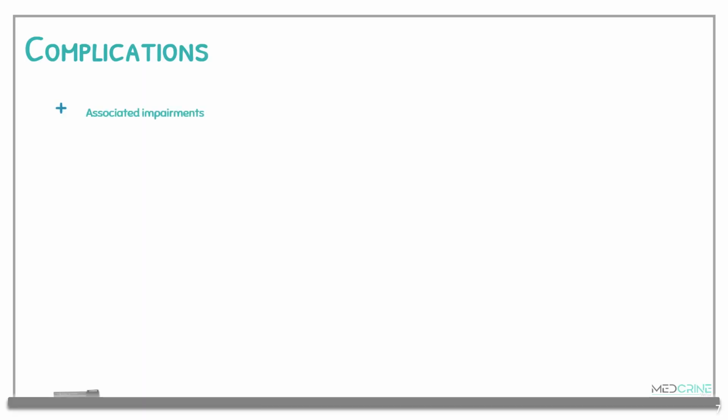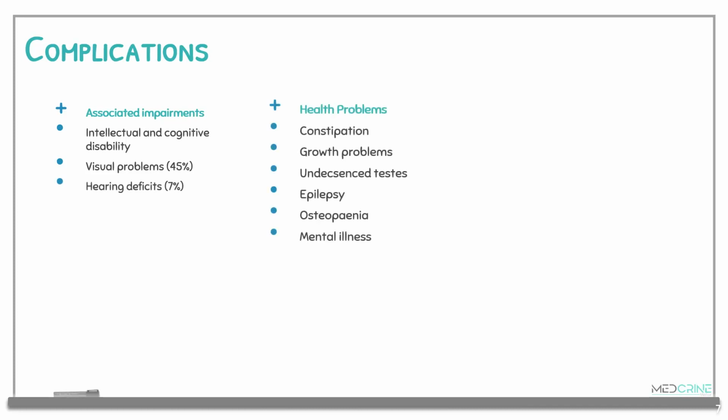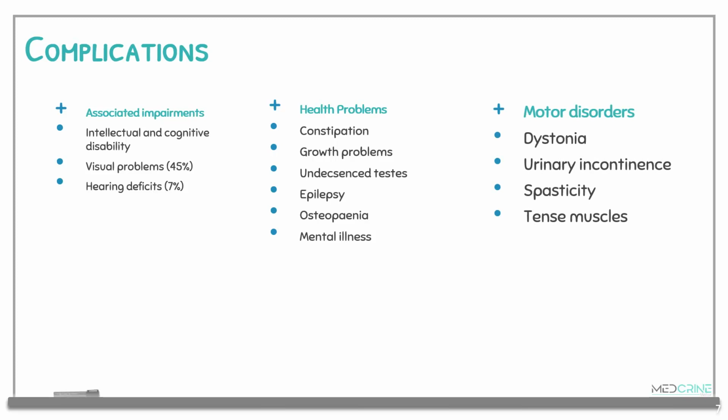The complications that can be associated with cerebral palsy are intellectual and cognitive disabilities, visual problems in about 45% of the cases, hearing deficits, and some health problems, for example, constipation and growth problems, epileptic features, osteopenia, mental illnesses, and undescended testicles, which are common in these children. Motor disorders associated with cerebral palsy include dystonia, spasticity of the muscles, tense muscles, and urinary incontinence.